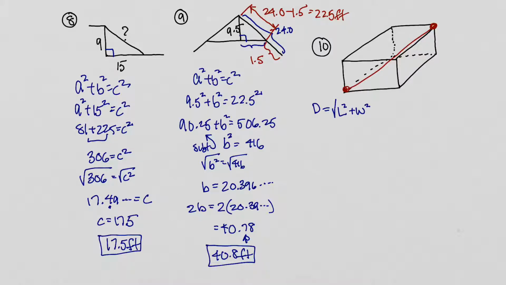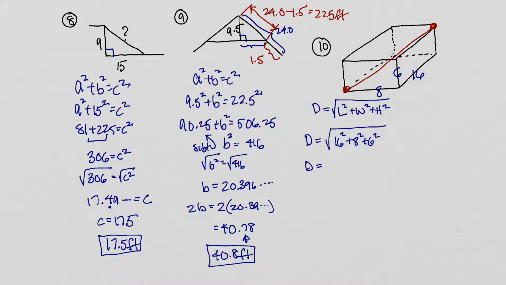The square root of L squared plus W squared plus H squared, where L is the length of this box, W is the width, H is the height. Now, suppose that we're given that the length there is 16, and the width is 8, and the height is 6. Let's find the length of this diagonal then. Just making those substitutions, we'll get D equals the square root of 16 squared plus 8 squared plus 6 squared.